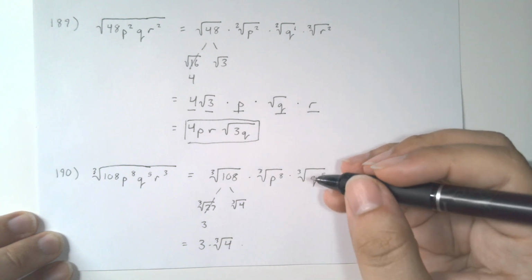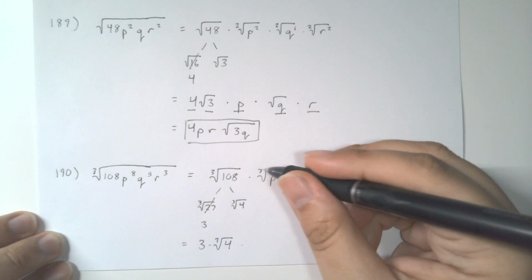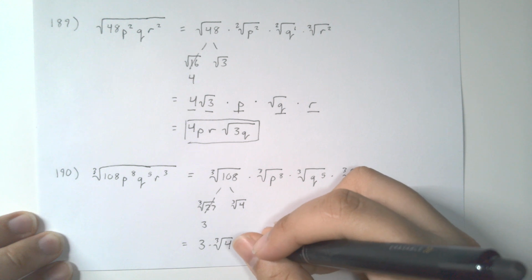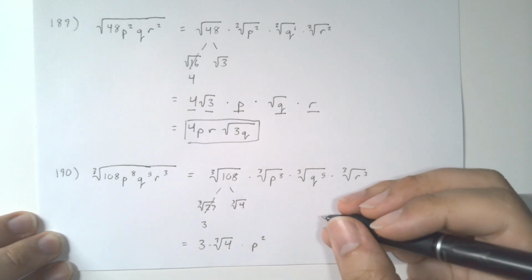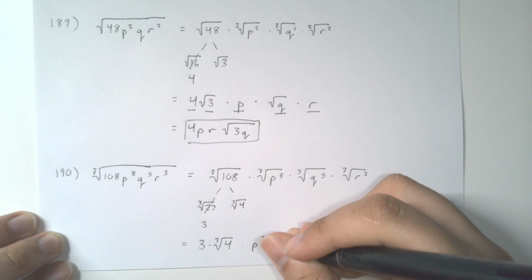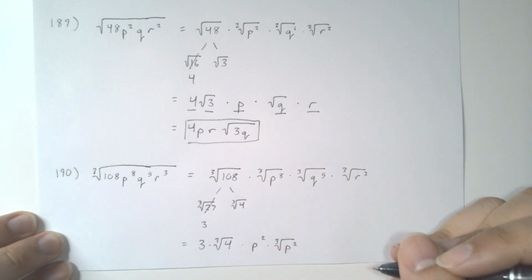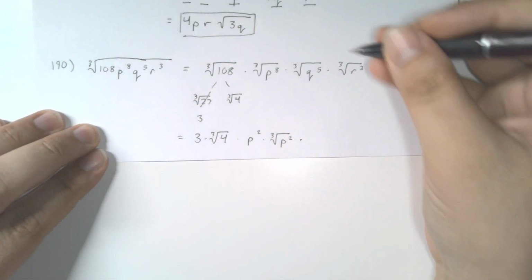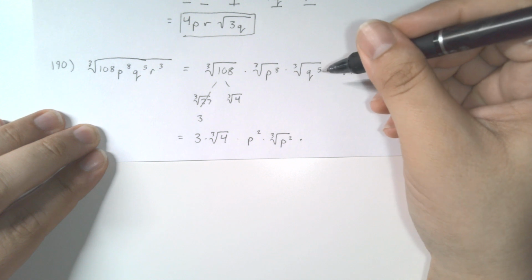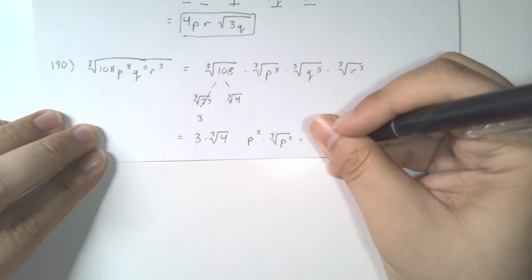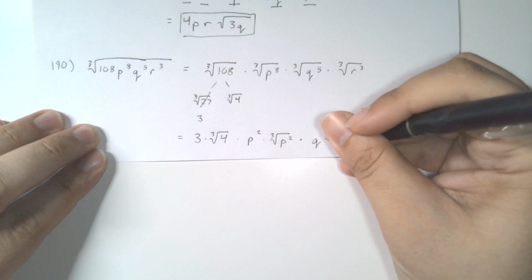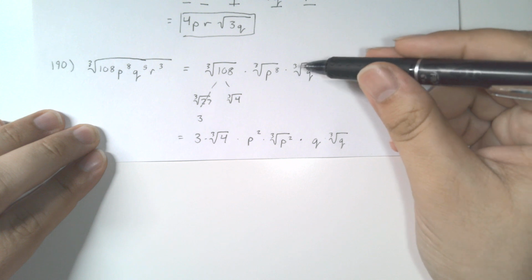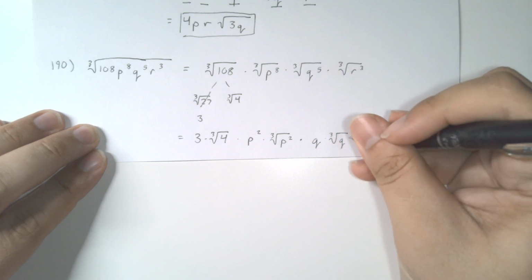We ask ourselves, how many times does 3 go into 8? And it goes in twice, so we have p squared with a remainder of 2, so times the cube root of p to the power of 2. Next, how many times does 3 go into 5? Well, 3 goes into 5 once, so we have q to the first power times the cube root of q to the power of 2, because 3 goes into 5 once with a remainder of 2.